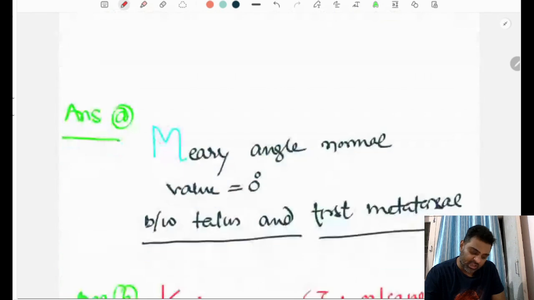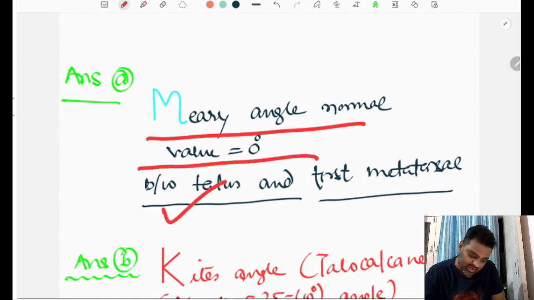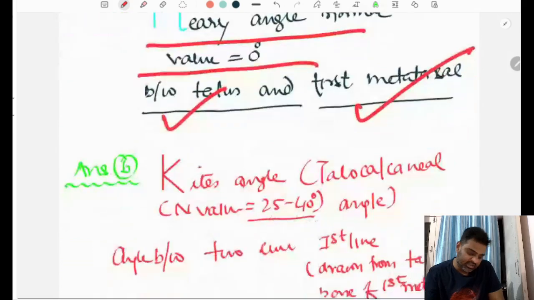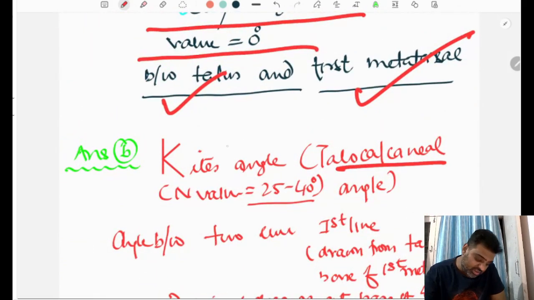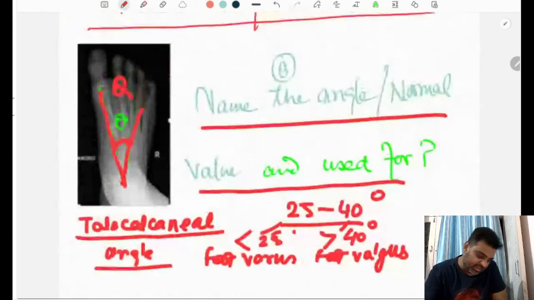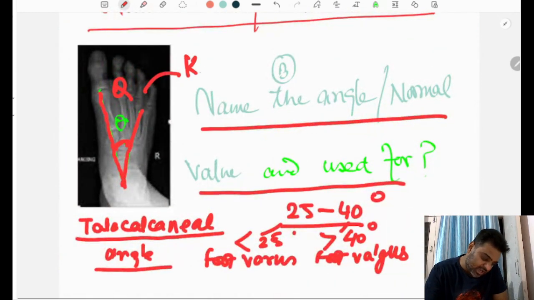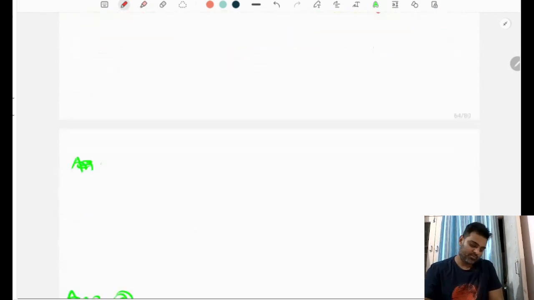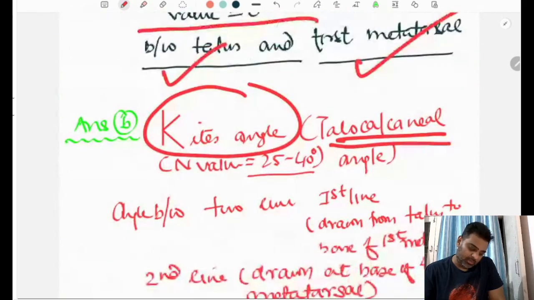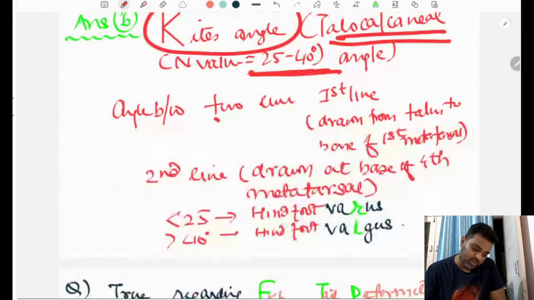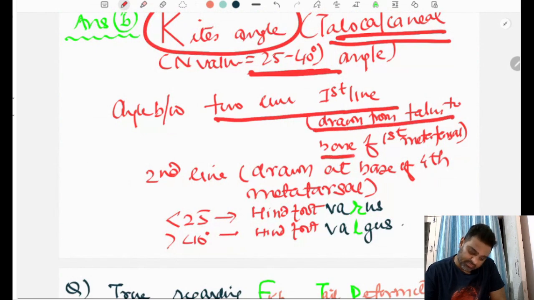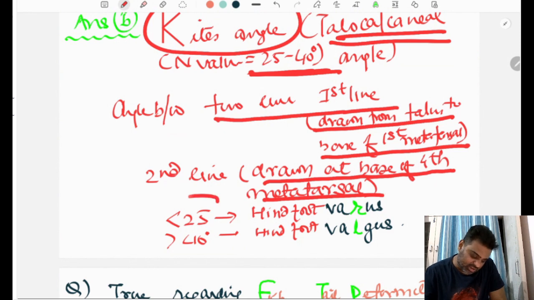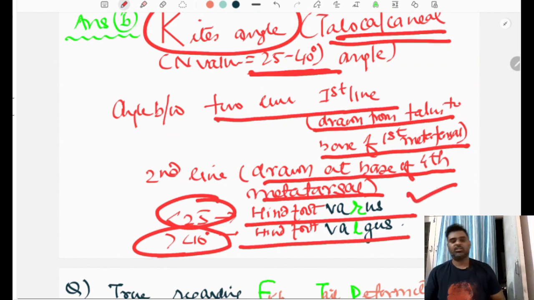So first was the Meary angle, normal value 0 degrees between the talus and the first metatarsal. Second is the talocalcaneal angle, also known as the Kite's angle. This is the Kite's angle, which is normally 25 to 40 degrees, the angle between two lines. The first line is drawn from the talus to the first metatarsal. The second line is drawn from the anterior base of the fourth metatarsal. If it is less than 25 degrees, it is foot varus. If it is more than 40 degrees, it is foot valgus. They can ask you this question.